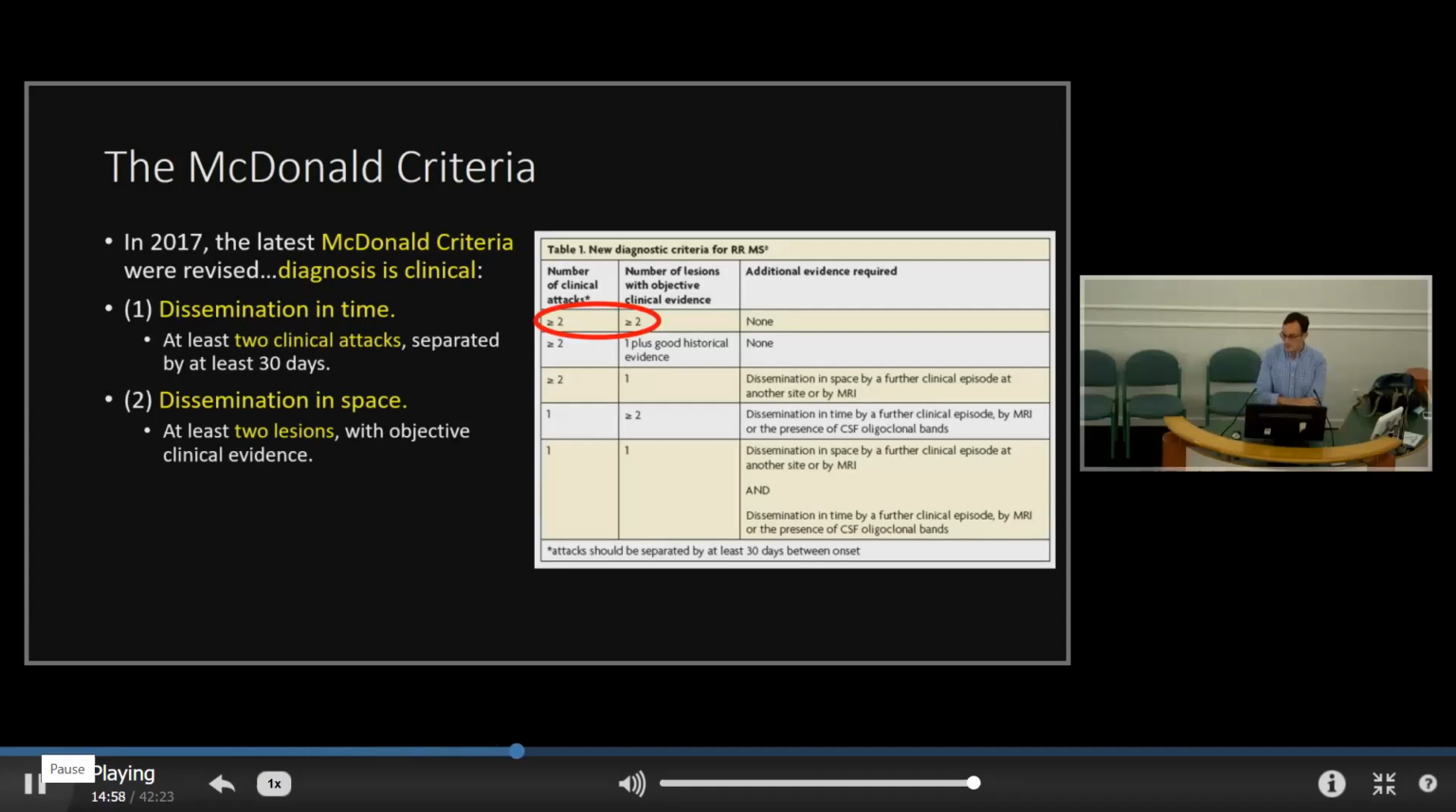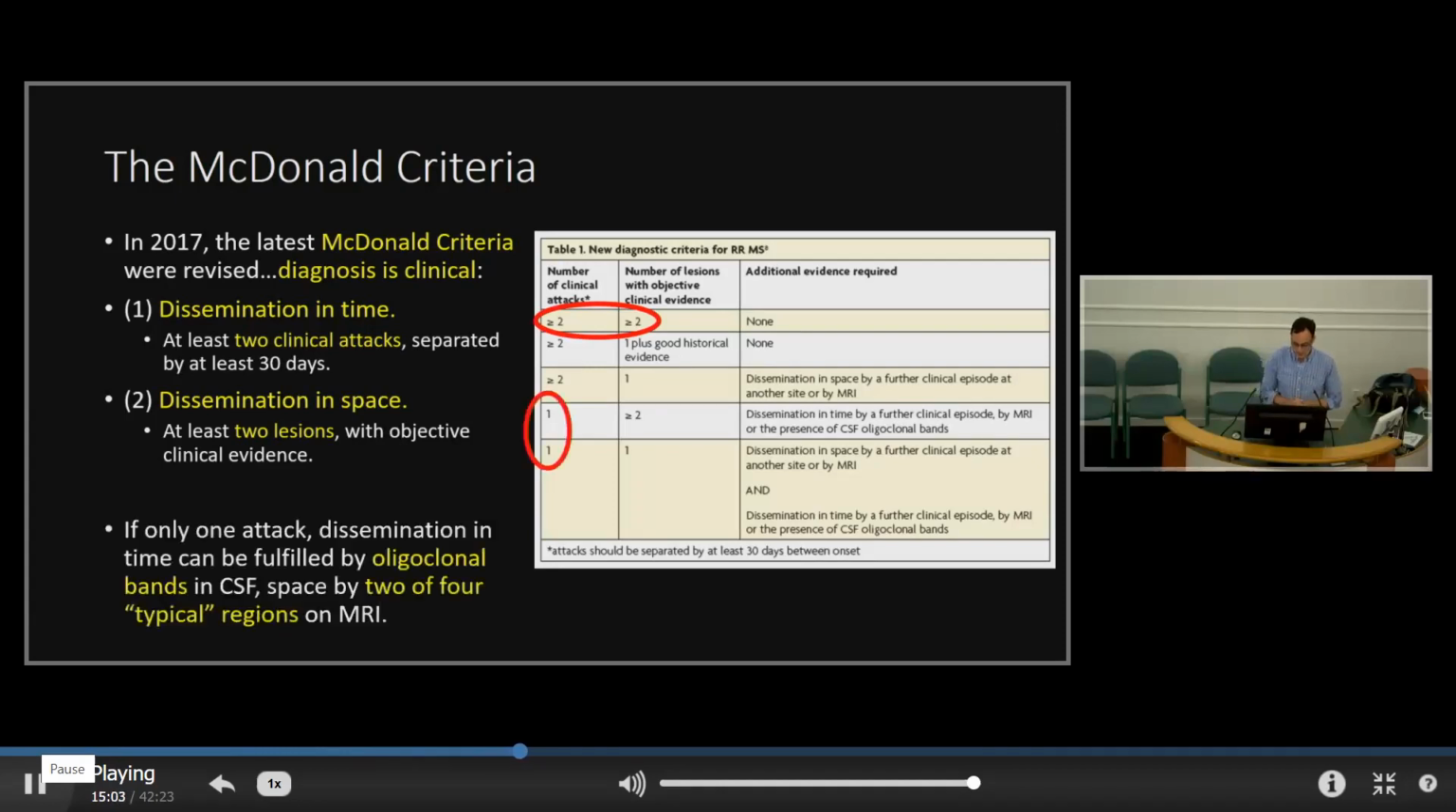Now, there are other ways to make the diagnosis if you don't quite fulfill those criteria, and that's where the MRI and lumbar puncture become useful. For example, if you've only got one attack, you can still fulfill dissemination in time if you do a lumbar puncture and find these things called oligoclonal bands, which are basically immunoglobulin proteins that indicate that there has been an immune system reaction in the central nervous system. And you can fulfill dissemination in space with an MRI scan showing 2 of 4 so-called typical regions being affected. And I'll show you what those 4 typical regions are on the next slide.